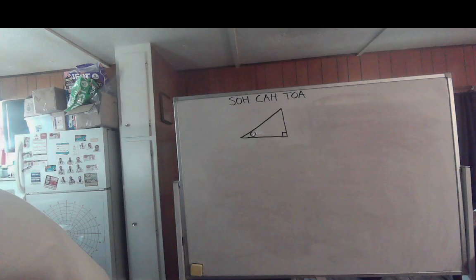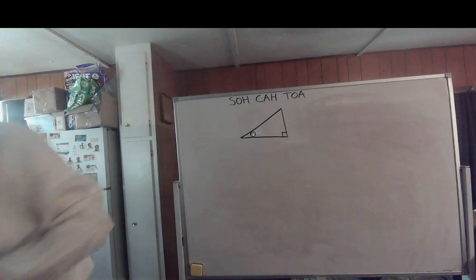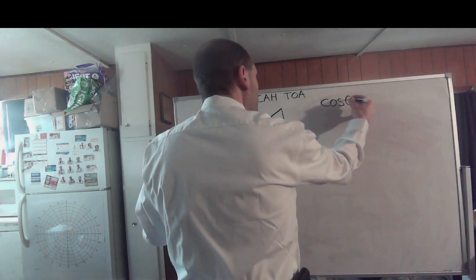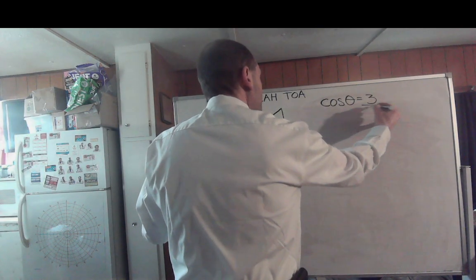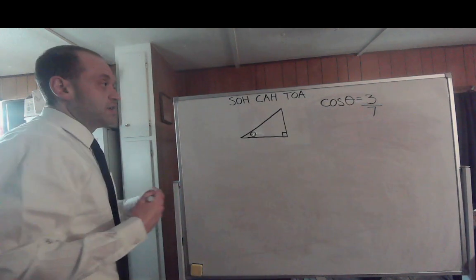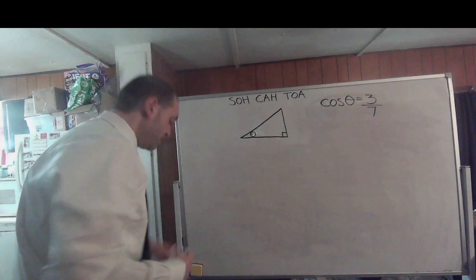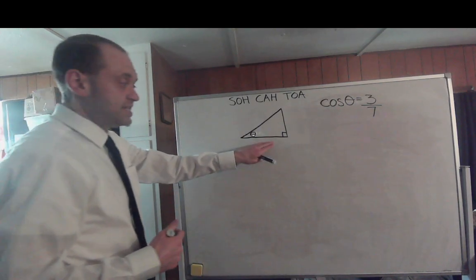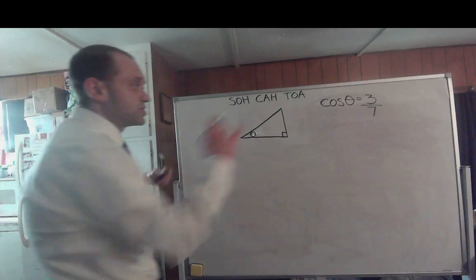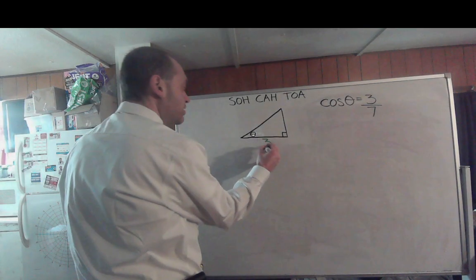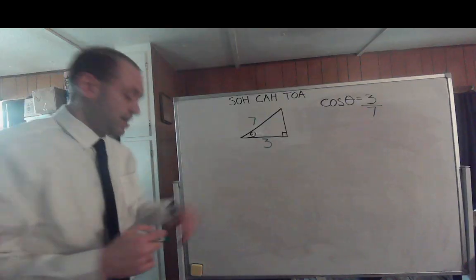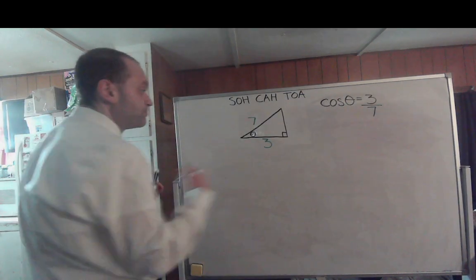So we're given that the cosine of theta equals 3/7. That's all they give us. Cosine of an angle is always the adjacent leg over the hypotenuse. So your adjacent leg is 3, your hypotenuse is 7. We don't know the length of the missing leg. We'll call that leg A.